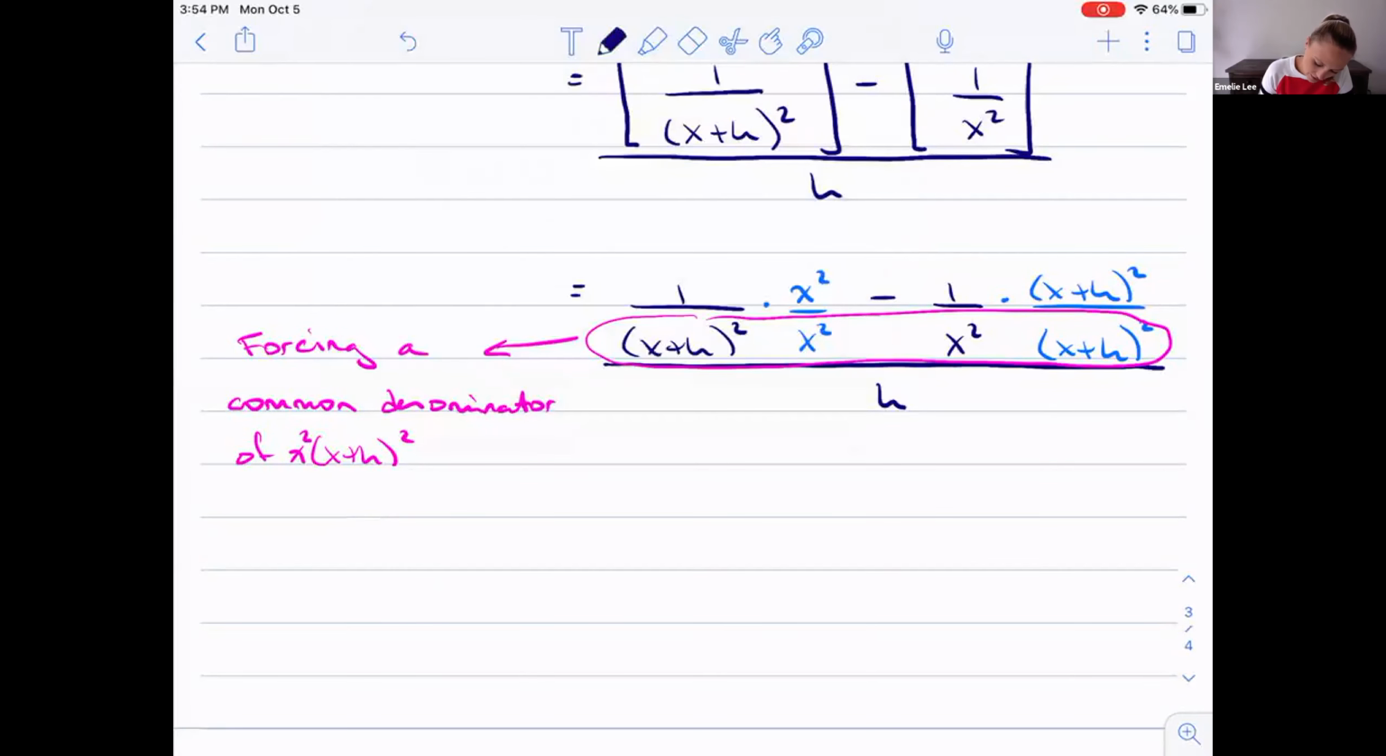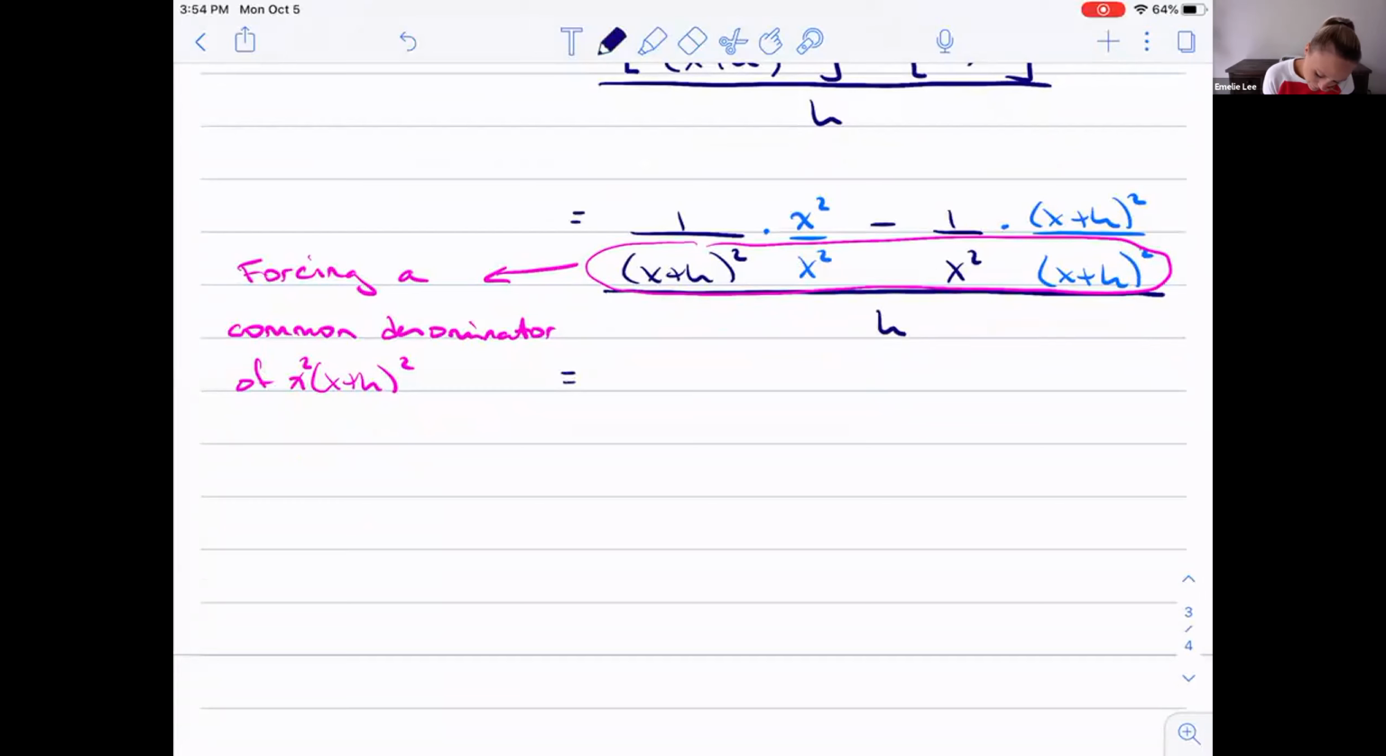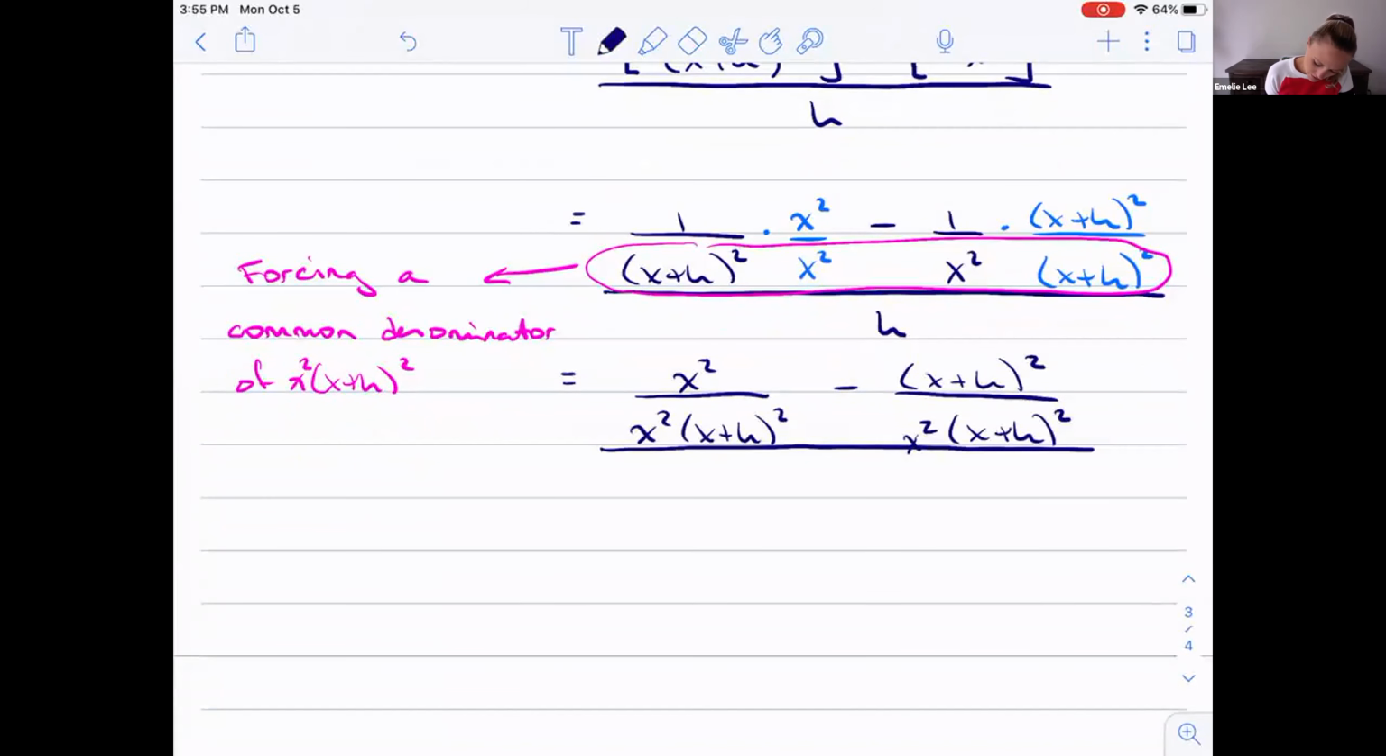So what we end up with here on top in the numerator is x squared over x squared times x plus h squared, minus x plus h squared over x squared times x plus h squared, all over h. Oops, that h got run over. There. Okay, so that would be the first step, is that we need to have that common denominator.